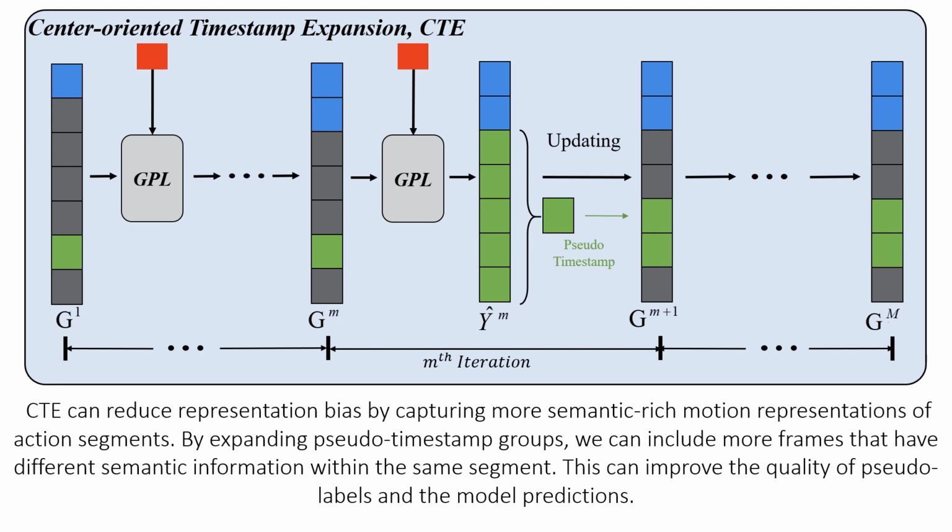CTE loss can reduce representation bias by capturing more semantically rich motion representations of action segments. By expanding pseudo timestamp groups, we can include more frames that have different semantic information within the same segment. This can improve the quality of the pseudo labels and the model prediction.